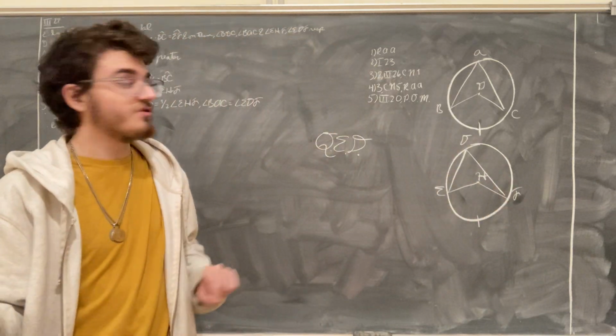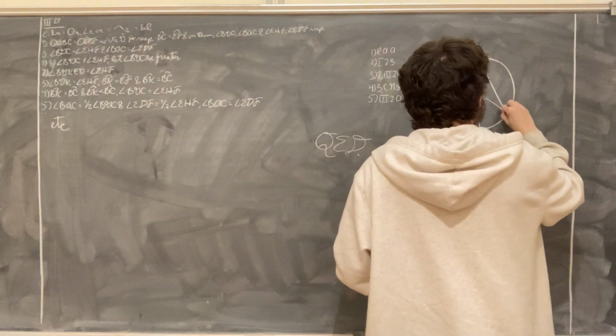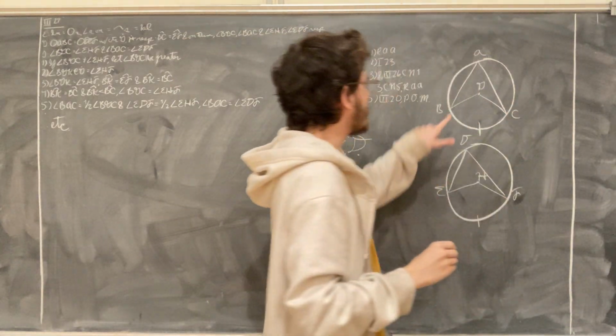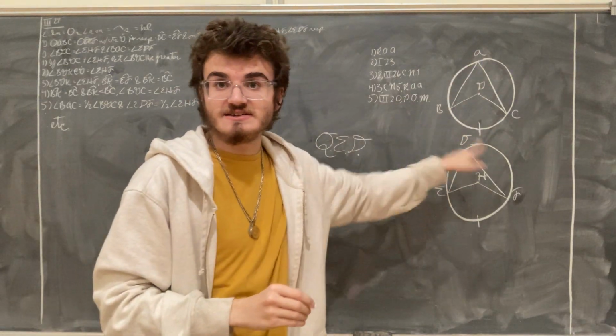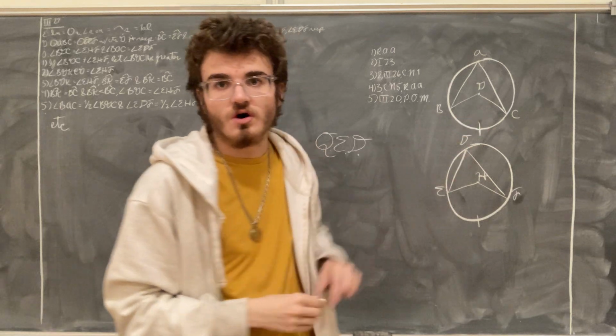What we have set out to prove is that the angle BGC is equal to the angle EHF, and the angle BAC is equal to the angle EDF. These are angles standing on the equal arcs.